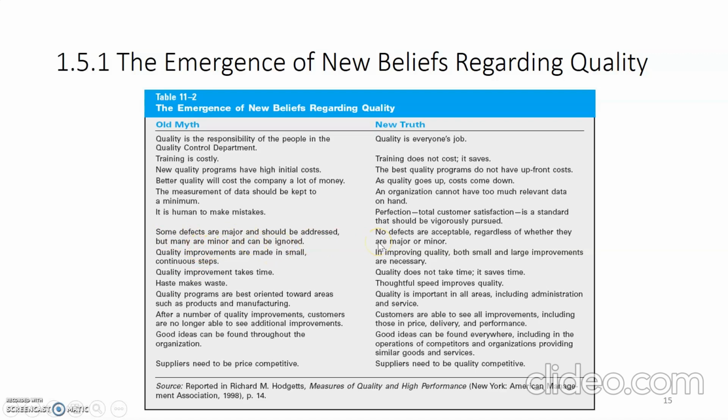The new belief regarding quality is that many minor mistakes amount to major defects. Quality improvements are made in small continuous steps. This is one of the old beliefs in quality. Quality improvement in the new era is quality improvement as a whole. All departments have to practice quality improvement.